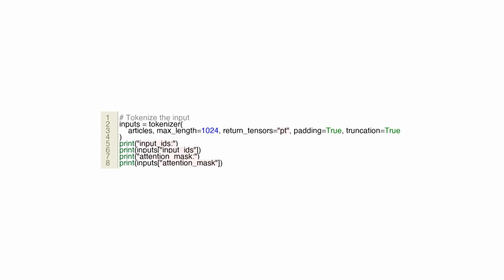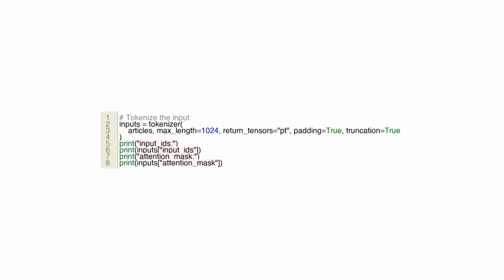This code snippet is part of using LLM language models with Hugging Face, which is a popular natural language processing library in Python. The first line, tokenize the input, means that the code is splitting the text input, presumably some articles, into individual tokens, which are usually words or characters. The next line initializes a variable called inputs and assigns it the result of using the tokenizer function on the articles. This function takes in the articles as input and also specifies some parameters, such as the maximum length of the token sequence, 1024 in this case, returning the result in PyTorch format and adding padding and truncation if needed.